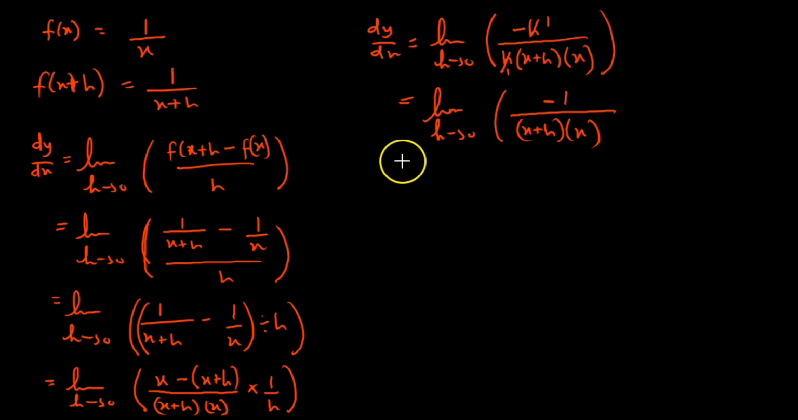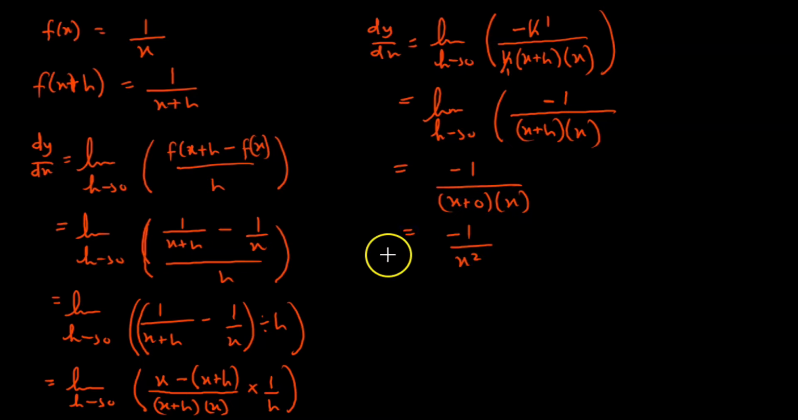And going further, at this moment, we can substitute the value of h into the function. So we have negative 1 over x plus 0, all multiplying x. And that will be left with negative 1 all over x squared. So it means that the derivative of 1 over x is actually negative 1 over x squared. dy dx is equal to negative 1 over x squared.